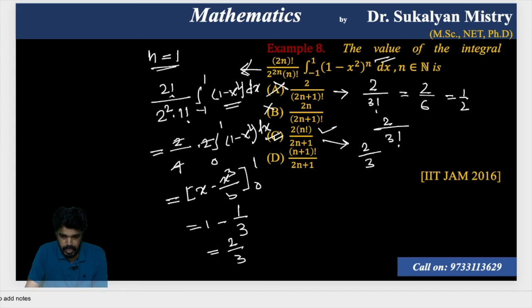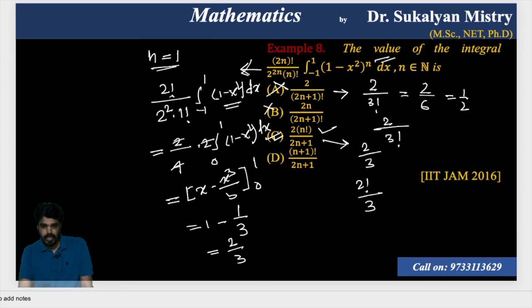Next, n is equal to 1 in option D, that is factorial 2 divided by factorial n plus 1, that means 2 plus 1, that is 3, factorial 2 is 2. So, 2 by 3. So, this is also correct. So, this is an MCQ question, so only one option is correct. Either C will be correct or D will be correct.